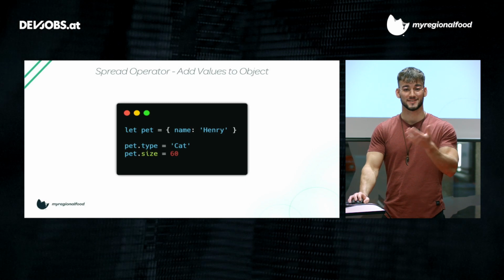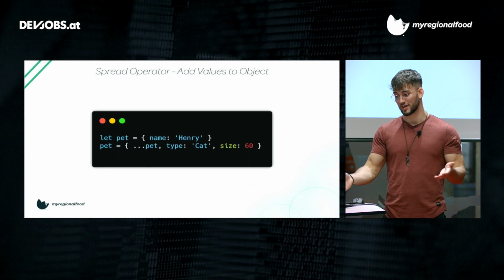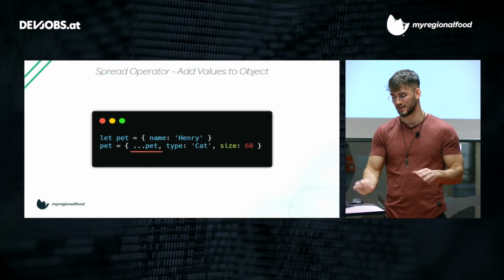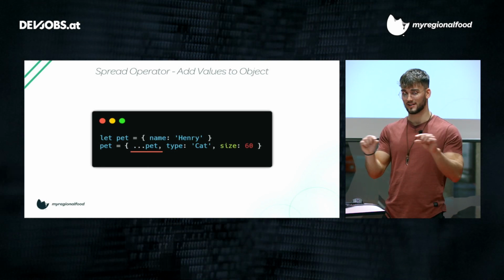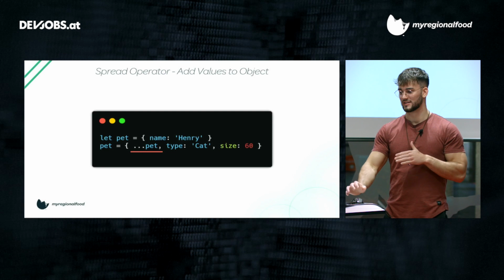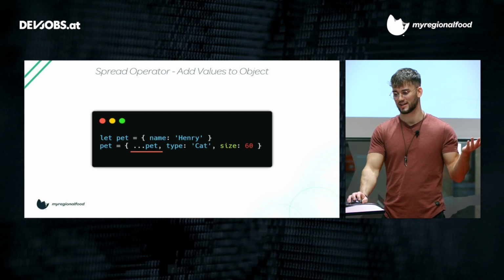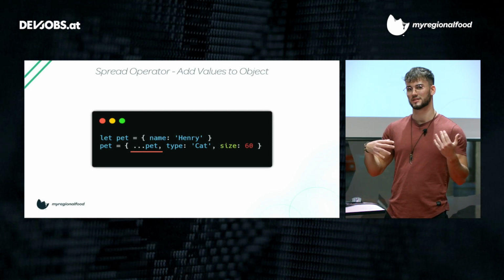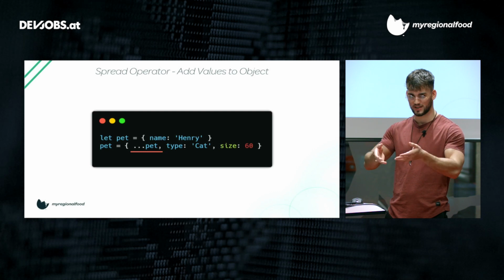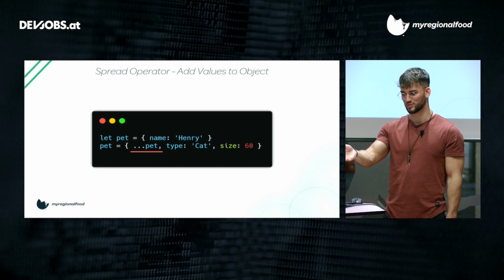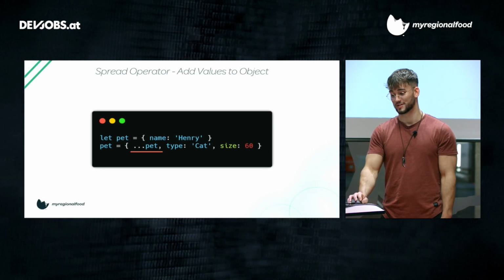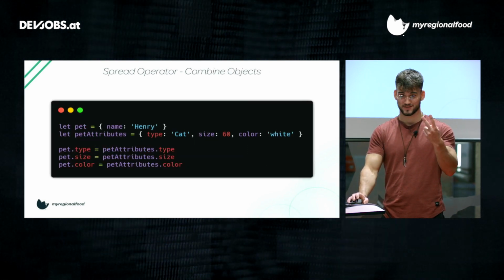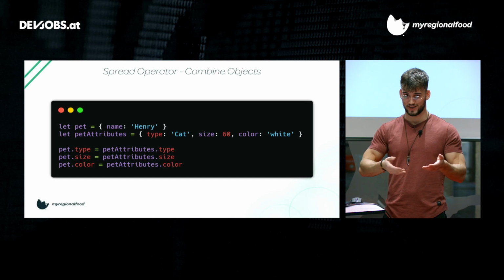You could do it this way, or you could use the spread operator, which is underlined in red. By the way, all those essences are highlighted, underlined in red. So you have the pet, Henry, and you can reassign the object, use the spread operator to spread out the pet, and then add the type, cat, and size. This becomes very useful because, for example, you have 2 objects, a pet and pet attributes.